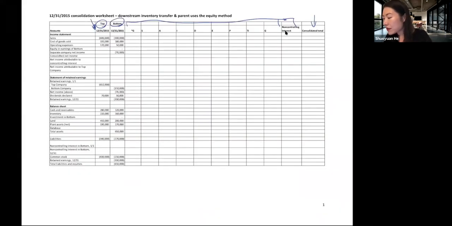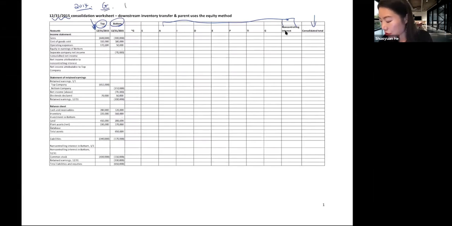So let's first look at the first situation. If it is downstream inventory transfer and the parent is using the equity method. In this situation, if you remember the star G entry, first let's write out, this is for the year 2015. Because in 2014, we have an intra-entity transaction, and as a result of that intra-entity transaction in the year 2014, we need to make an entry G.